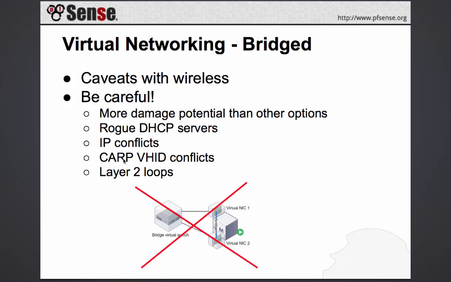But if you do something like set up the LAN NIC on a default pfSense install on a bridged vSwitch that goes to your internal LAN, then you've just brought a rogue DHCP server up on your LAN that's going to start serving out IPs to things in your LAN. IP conflicts are a potential issue as well.